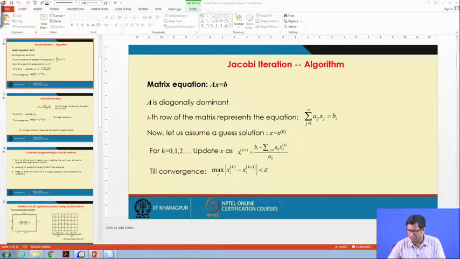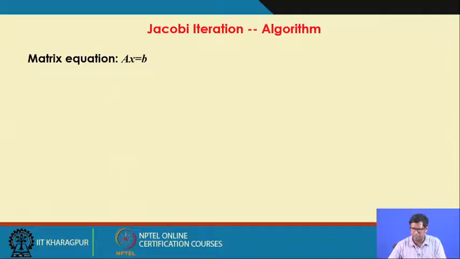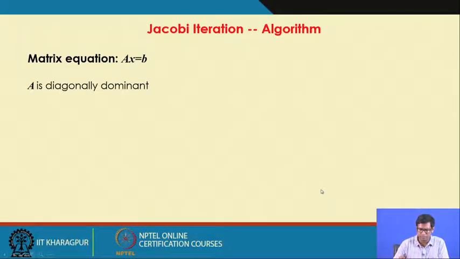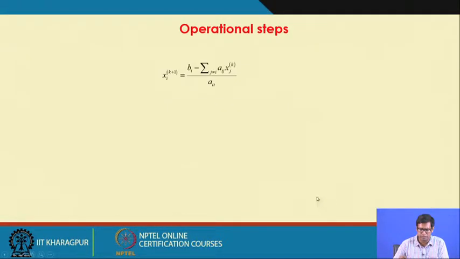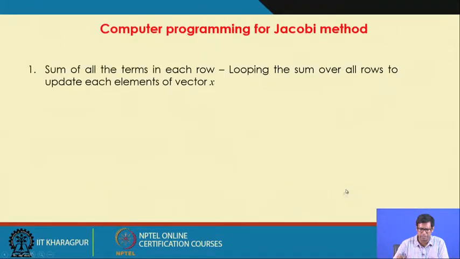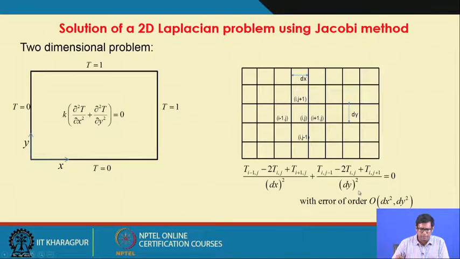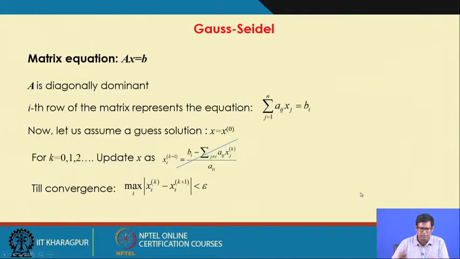Now, we will look into a few other methods. So this is what we got in Jacobi iteration. Now, we look into the Gauss-Seidel method. A is a diagonally dominant matrix, same thing, the ith row is a_ij, a_ij x_j is equal to b, and we will start with x_i equal to x0, but the update is not x_i^(k+1) equal to b_i minus the sum over j not equal to i of a_ij x_j^k.